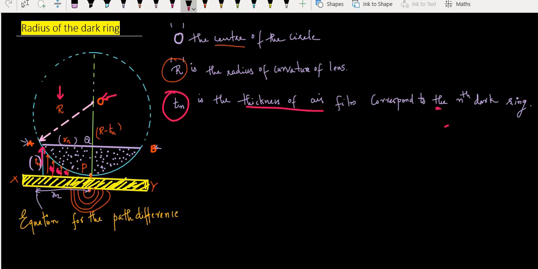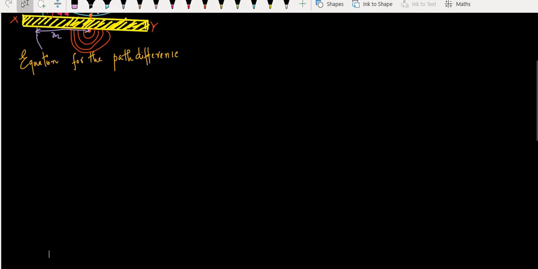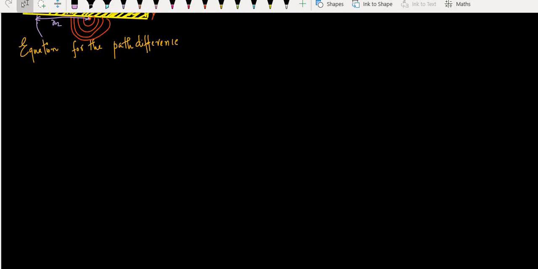With that, I am going to derive the condition for the constructive as well as destructive interference. For that, I have the equation. You don't need to derive the equation of the path difference. The equation for the path difference is delta equals 2 mu t cos(r + theta) plus lambda by 2. Okay, 2 mu t cos(r + theta) plus lambda by 2.